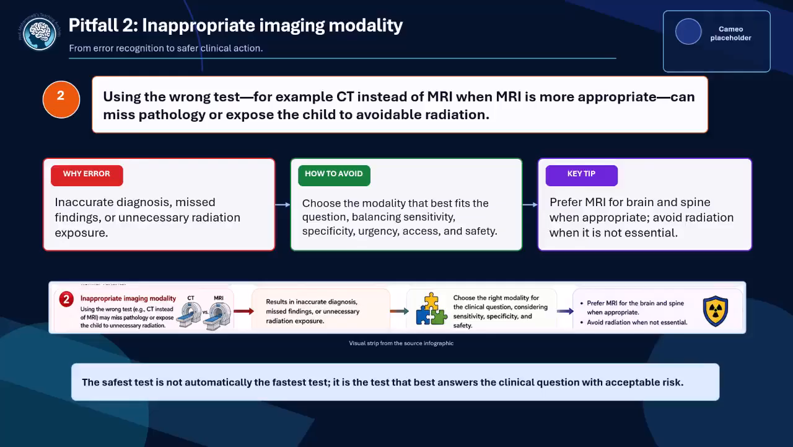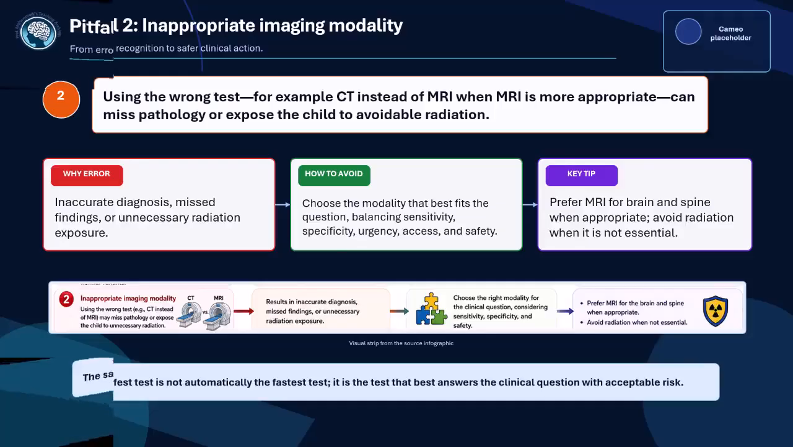The key is not to choose the fastest test automatically, but to choose the test that best answers the question with acceptable risk. In children, minimizing unnecessary radiation is especially important, so the practical approach is to match the modality to the clinical problem, balancing sensitivity, specificity, urgency, access, and safety.